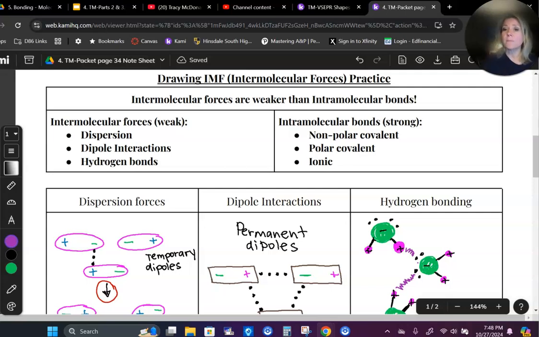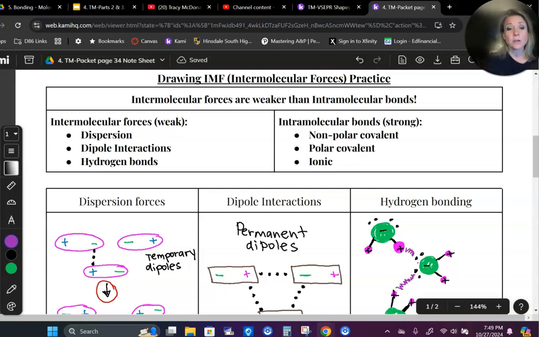Those are nonpolar covalent bonds and polar covalent bonds and also ionic bonds. And so the intermolecular forces are weak while our intramolecular bonds are very strong. So I wanted to make sure that you know the difference between the two. Intermolecular forces are on the outside of molecules. Intramolecular forces or bonds are on the insides of molecules. So make sure that you know the difference.